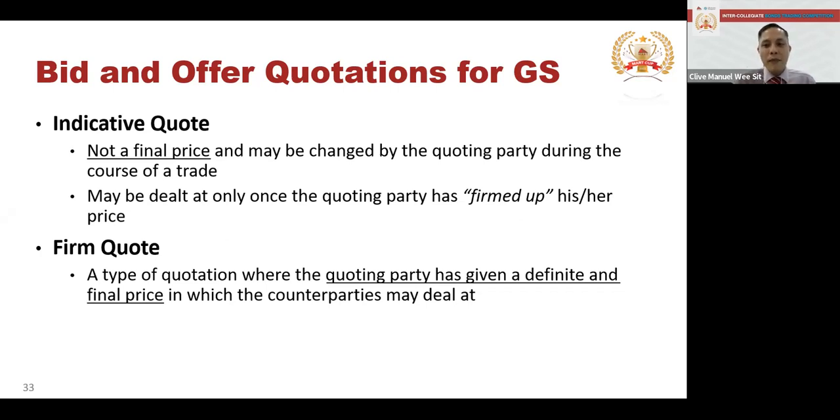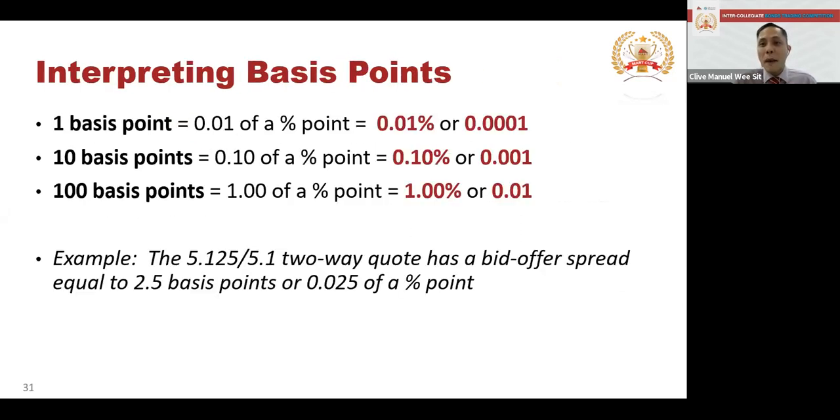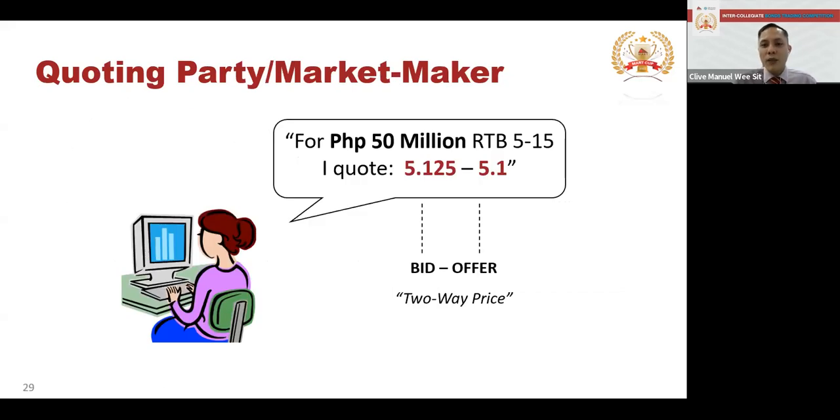So for example, you're a calling party and you ask the GSED or the market maker, what is your market for the RTB 5-15, 50 million? And then the quoting party says, here is my indicative market. 50 million RTB 5-15, 5.125 bid, 5.1 offer. That is the market maker essentially telling you, I am showing you a price, but you cannot deal with me at these levels yet, because this quote is indicative. But again, take note that if you don't say that it's indicative, it's understood that the quote is a firm quote.